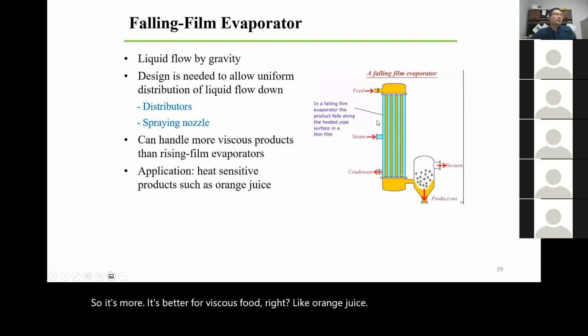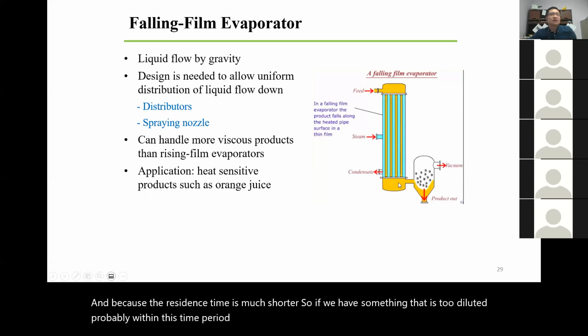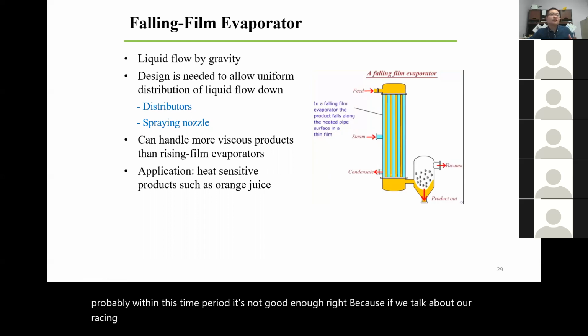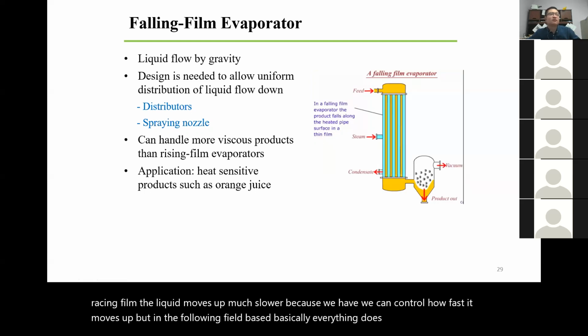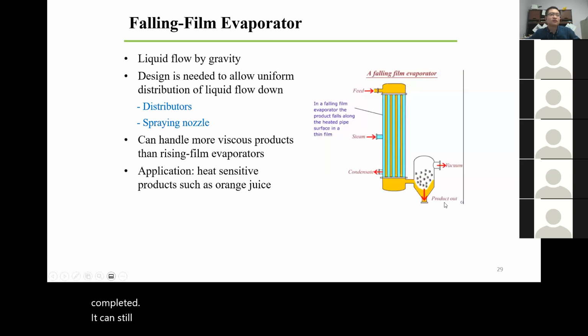and because the residence time is much shorter, if we have something that is too diluted, probably within this time period, it's not good enough, right? Because in a rising film, the liquid moves up much slower because we can control how fast it moves up. But in the falling film, basically everything just drops. So if it's not completed, it can still drop to the outlet.